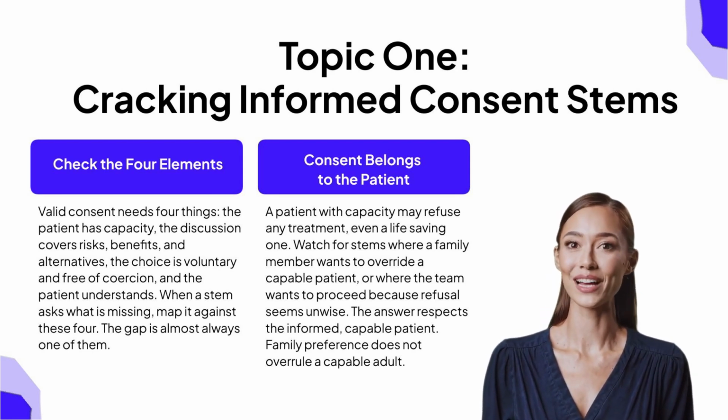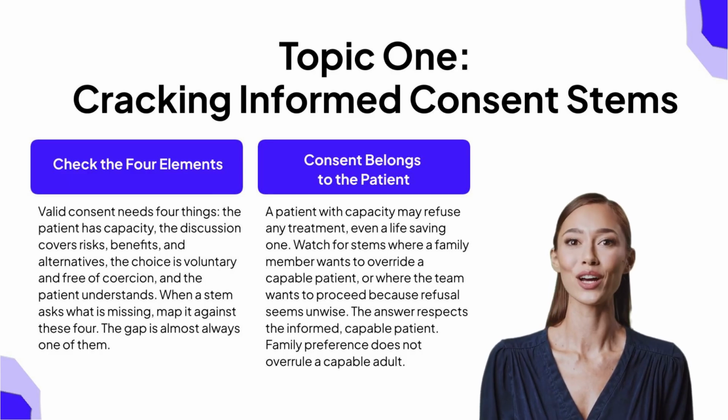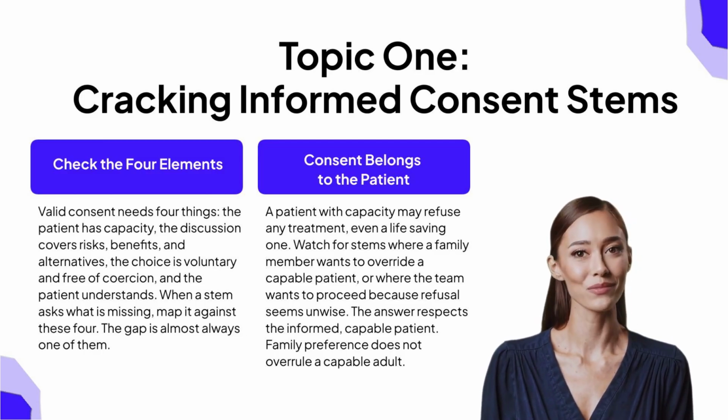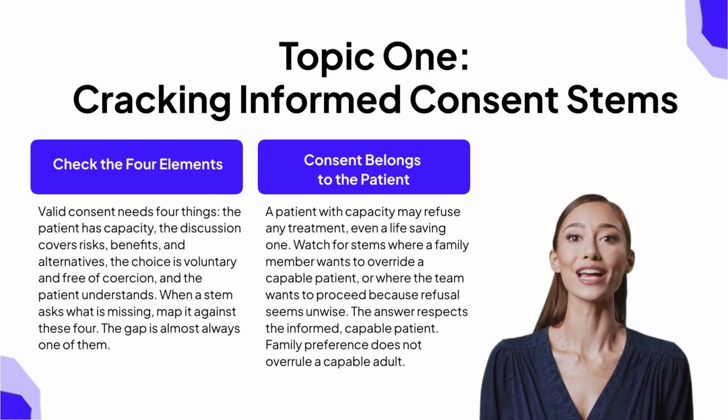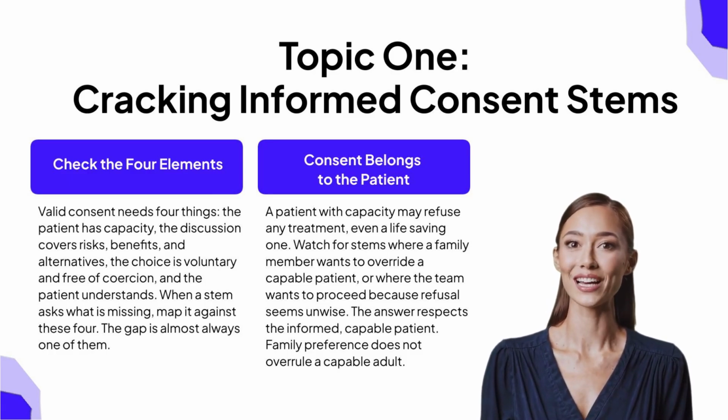The second idea to carry in is that consent belongs to the patient. A patient with capacity may refuse any treatment, even one that could save their life. Be ready for stems where a spouse, an adult child, or the medical team wants to push past a capable patient's refusal because they think it is unwise. The correct answer protects the informed, capable patient's choice. A family member's preference never overrules a capable adult.